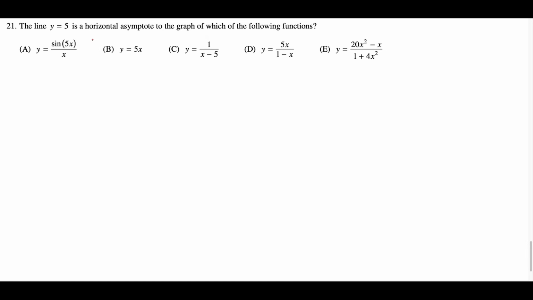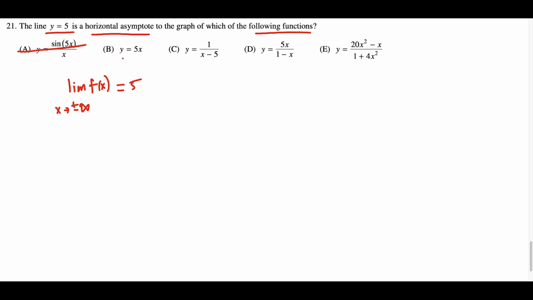So for question 21, we want to know y equals 5 is a horizontal asymptote to the graph of which function. So the idea behind this is that this is only going to be true if the limit as x approaches plus or minus infinity of one of these functions, f of x, is equal to 5. So when I just look at all of these, you just have to be able to do limits at infinity kind of quickly in your head. And you can see here that this limit as x goes to plus minus infinity is just going to go to 0. So this is not going to be it, because the denominator is going to outpace the numerator. The numerator just bounces from 1 to -1, but x is just going to become very large.